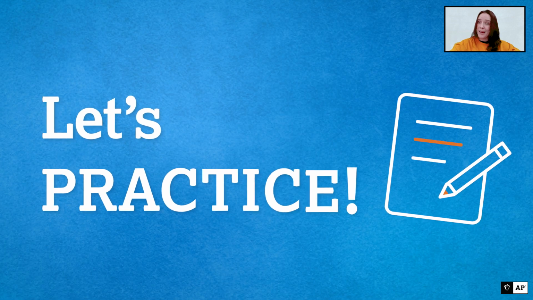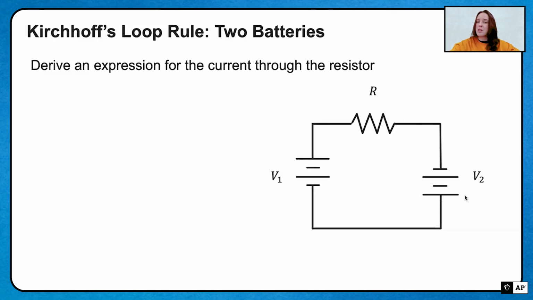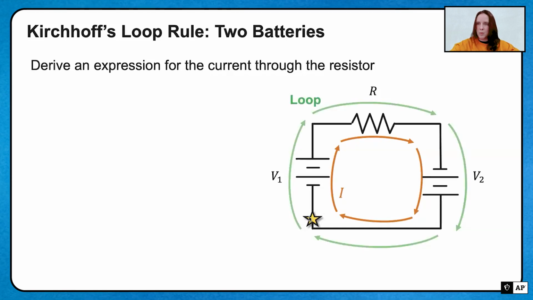So let's do a practice. All right, so we're going to take that same circuit, but I'm going to flip the direction of battery number 2. Let's derive an expression for the current through the resistor is what we want to do now. I'm going to make my starting point. There's my star. I'm going to sketch in my current clockwise. I'm going to sketch in my loop clockwise again. And I'm going to follow it.